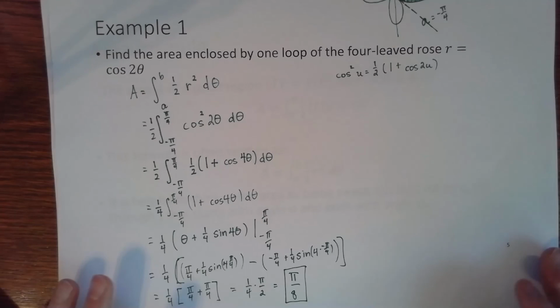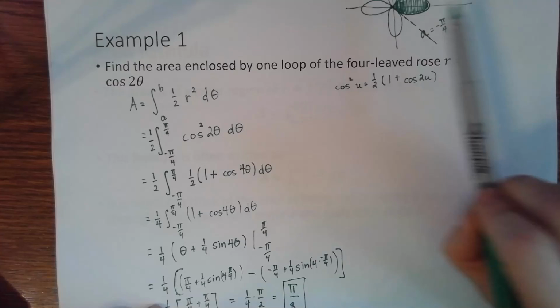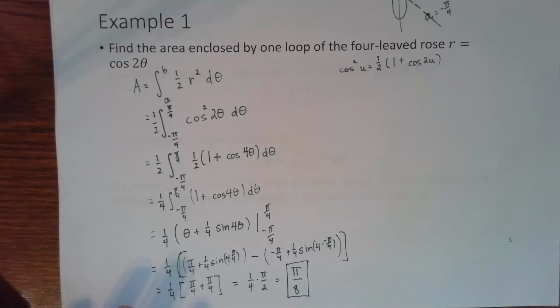Next, let's look at the area that lies inside the circle r equals 3 sine theta and outside the cardioid r equals 1 plus sine theta. Once again, it's probably a good idea for us to get a picture of this.